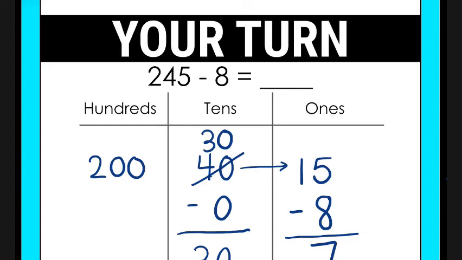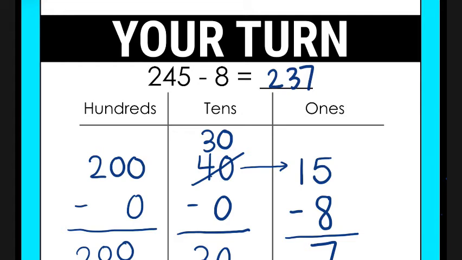And do I have any hundreds to take away? I don't, so again, I can subtract 0. 200 minus 0 is equal to 200. Now go ahead and write your answer in standard form. 245 minus 8 equals 237. Let's move on to our next one.